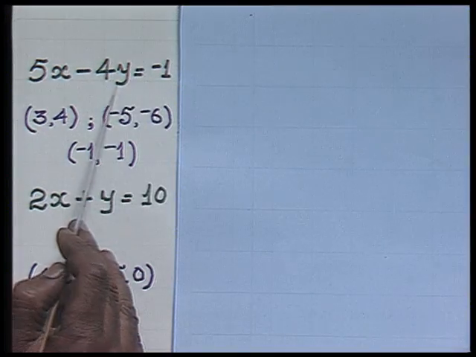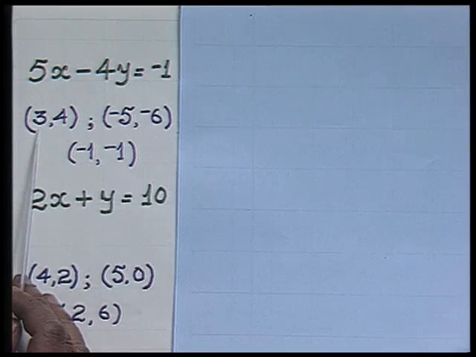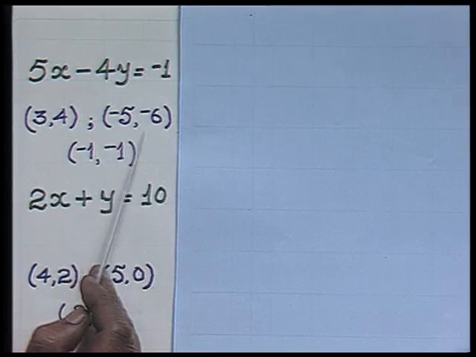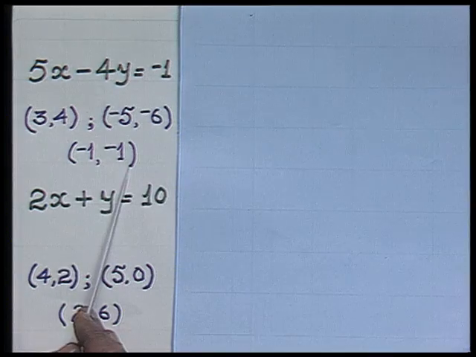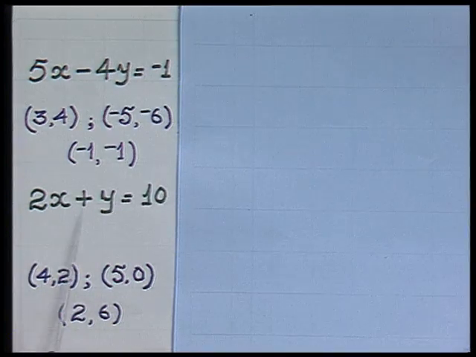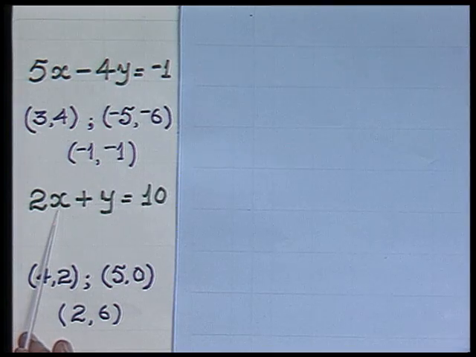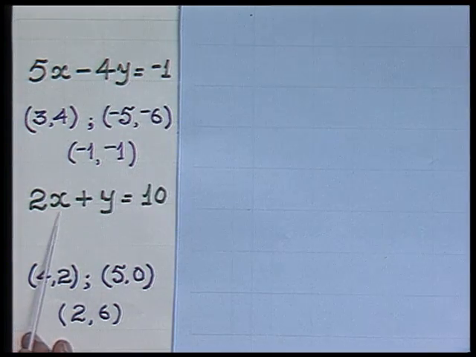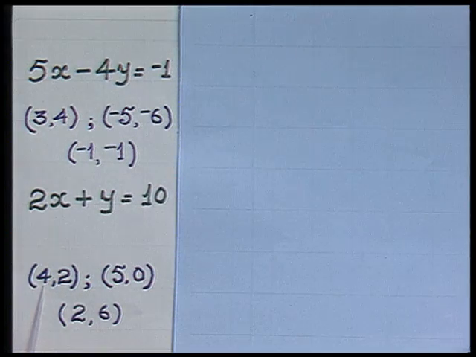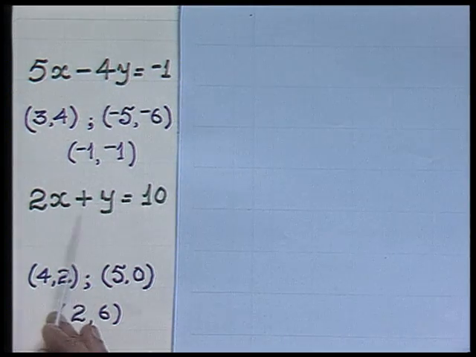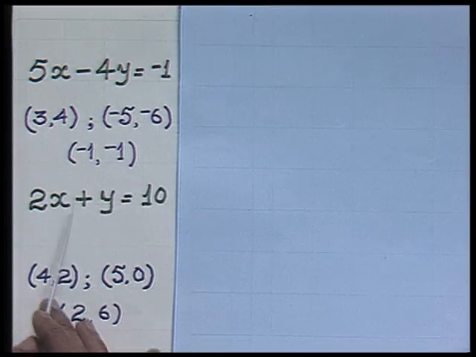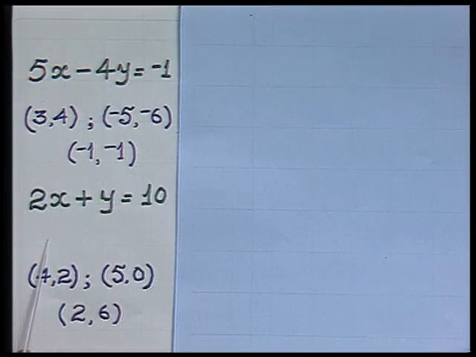5x minus 4y equals -1, and for this the ordered pairs are (3, 4), (-5, -6), (-1, -1), and the other equation is 2x plus y equals 10, and the ordered pairs are (4, 2), (5, 0) and (2, 6). Now if I ask you whether the ordered pair (4, 2) will satisfy this equation or not, obviously yes, because we have already calculated this ordered pair by transforming this equation into y. Now let's plot these two equations onto the same graph paper.